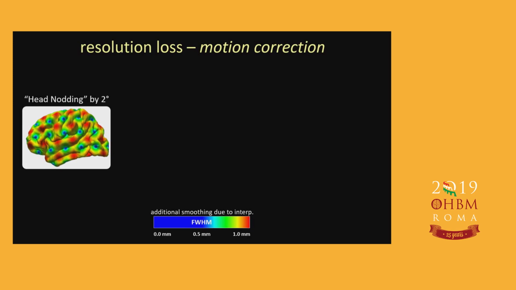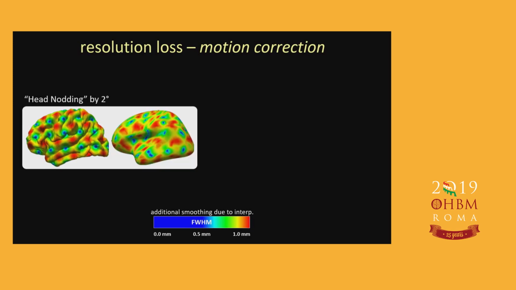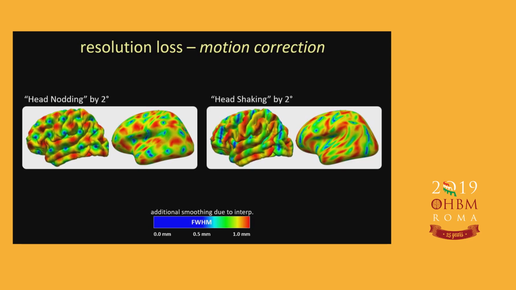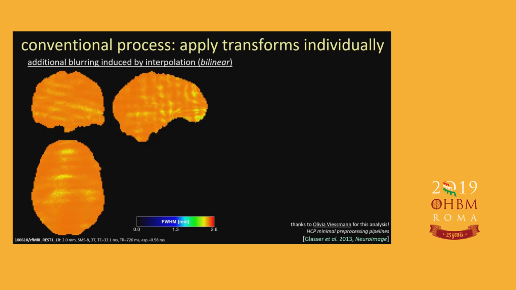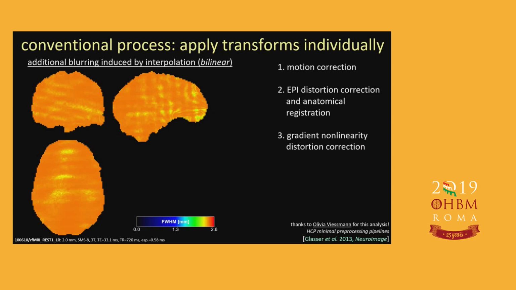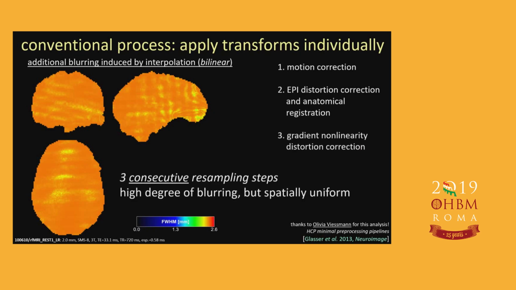Here's a resolution loss attributed to motion correction with a simple head nodding by 2 degrees. We see a distinct pattern of resolution loss; head shaking by 2 degrees gives a different pattern of resolution losses. The point here, again, is that the interpolation causes resolution losses that are spatially varying. Now, the conventional approach is to apply each of our transformations individually. So, for example, if we have a motion correction transformation, EPI distortion correction and registration, followed by a gradient nonlinearity correction, these 3 consecutive steps of resampling give rise to a high degree of blurring.